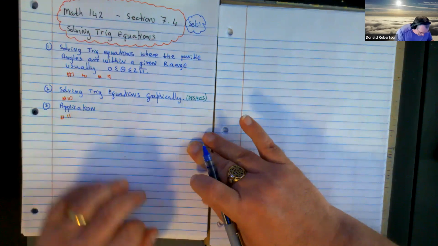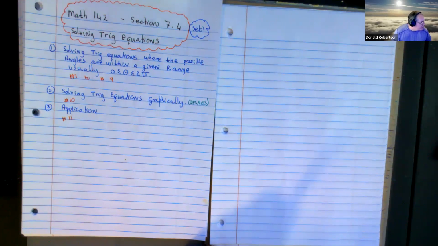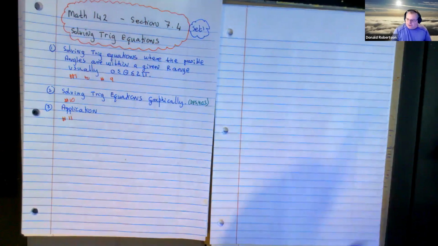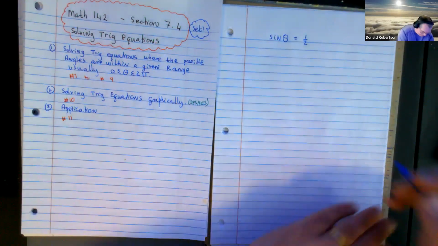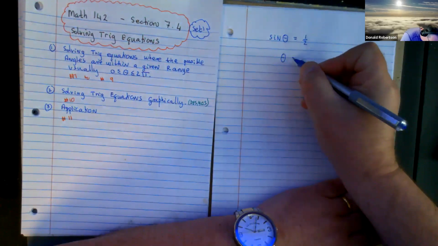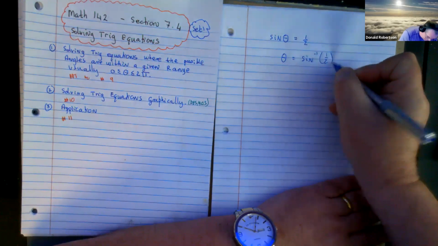Now, one of the things that trig equations do that typically you wouldn't expect in a normal situation, is that trig equations have an infinite number of solutions very often. I'll give you an example. If I said to you, the sine of theta was equal to 1/2, that's essentially an equation, right? Solve for theta. Well, you would say theta would be the inverse sine of 1/2.